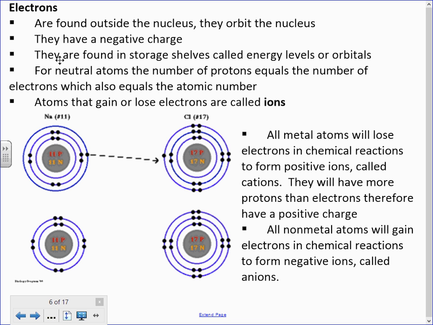Electrons are found outside the nucleus. The word we usually use to describe where they are is orbit. They have a negative charge. That is why I often use an E with a negative to represent electrons.